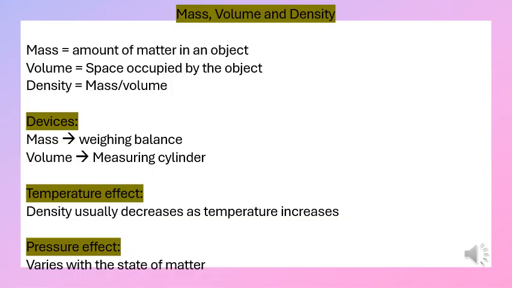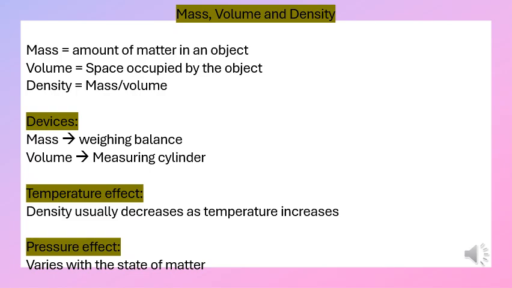Here is a trick. First, measure its mass using a weighing balance. Then, find its volume by water displacement. Drop the object into a measuring cylinder filled with water and note how much the water level rises. That rise is equal to the object's volume.